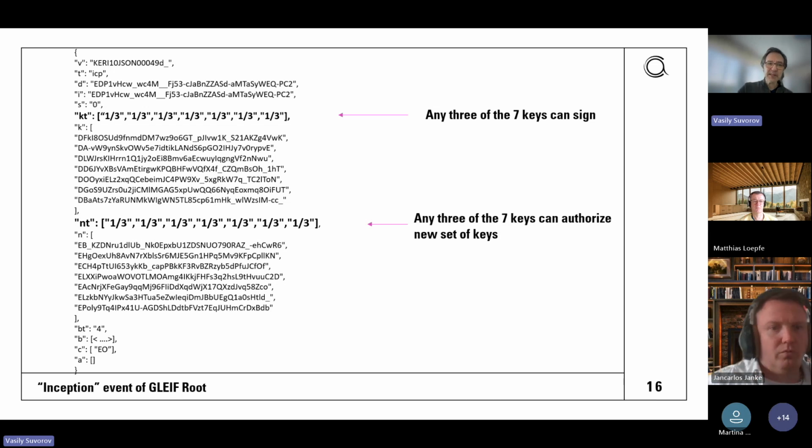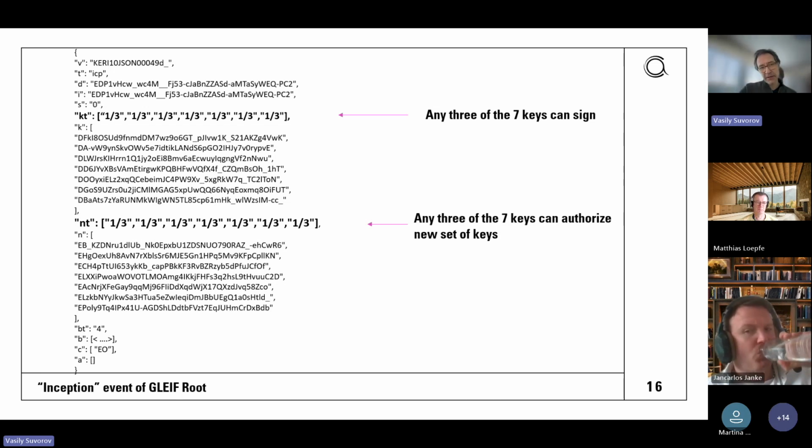So as soon as I have any of these three keys that add to 1, I achieve my threshold, and therefore the event will be considered to be signed by the authorized controllers, essentially. And I do the same thing for the next keys, where again, remember, these are the hashes of the keys. So that means when I rotate the keys, any three of these need to be present for the rotated key to be accepted.